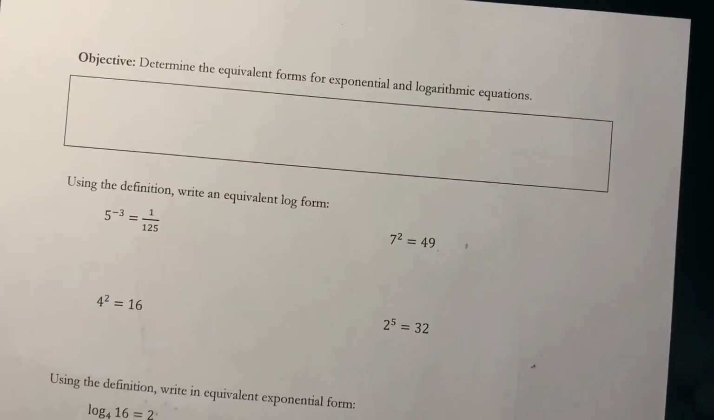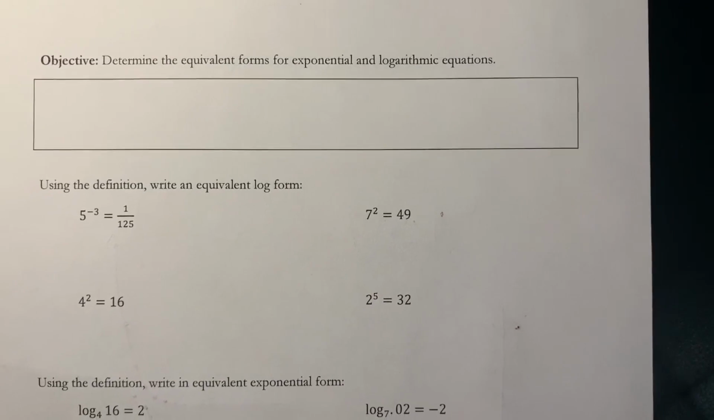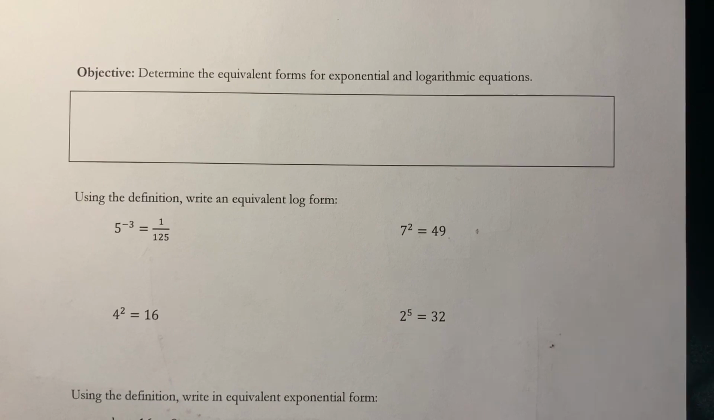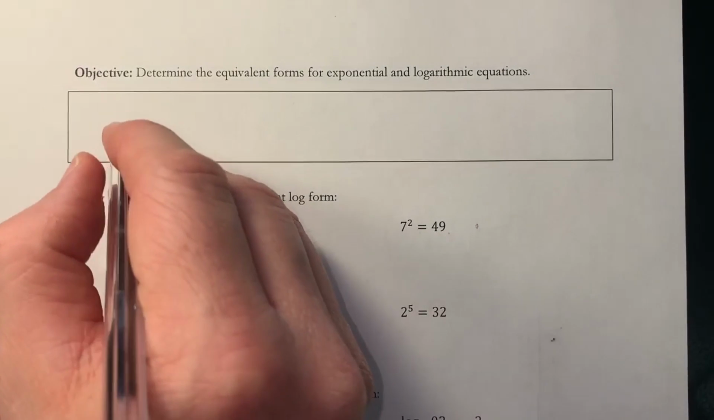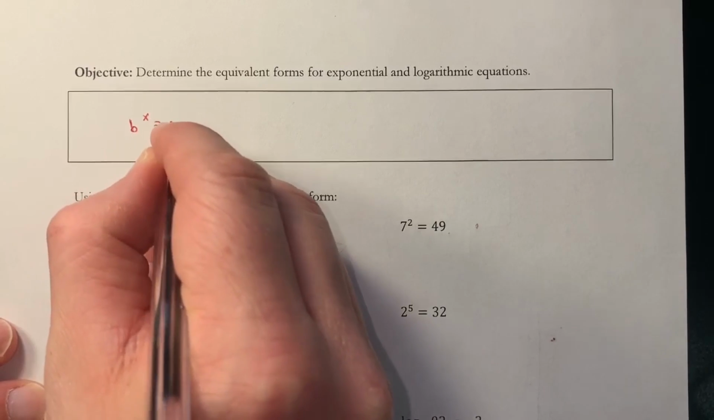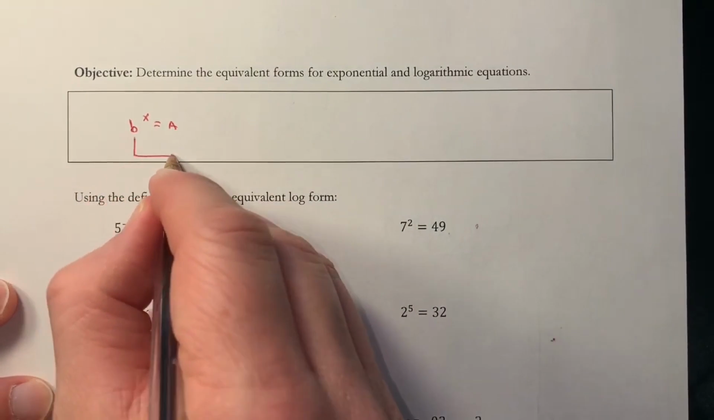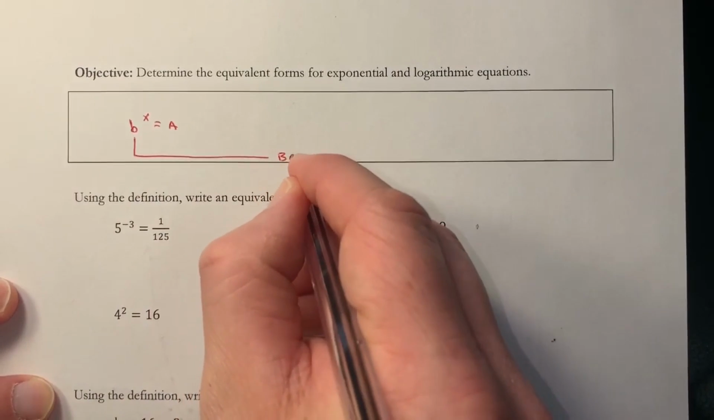Okay, so now we're going to talk about going back and forth between exponential form and logarithm form. Okay, so in exponential form, we have this, b to the x equals a. So that b is the base.